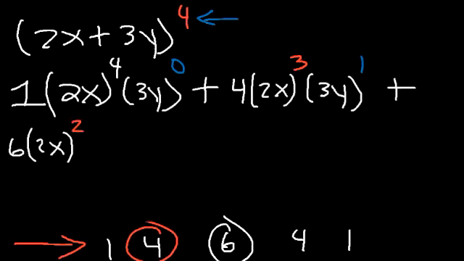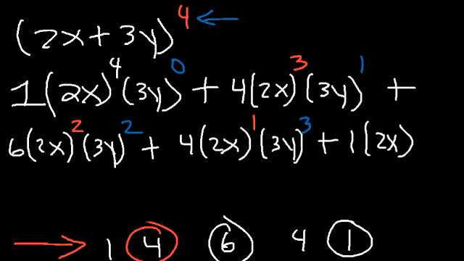Plus 4 times 2x raised to the 1st power, and then 3y raised to the 3rd power. And then the last term is going to have the last coefficient of 1 times 2x raised to the 0 power times 3y raised to the 4th power. So now let's simplify the expression that we have.